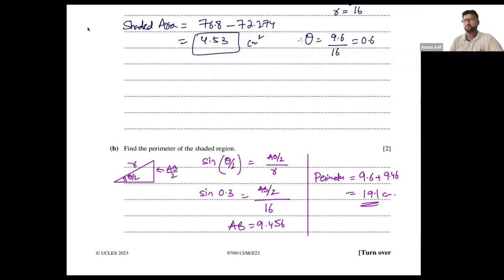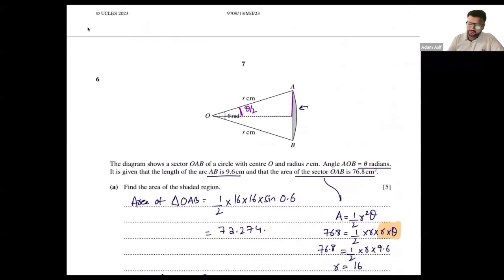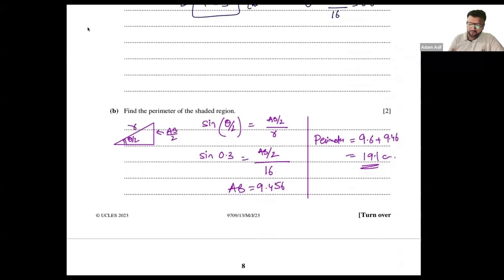Okay. Perimeter of the shaded region will comprise of the length AB and the arc AB. The arc AB is already given, and I need to find the length AB now. The length AB can be found by using the trig ratio. So the length AB is found. And to find the perimeter, I'm just going to add the two lengths.